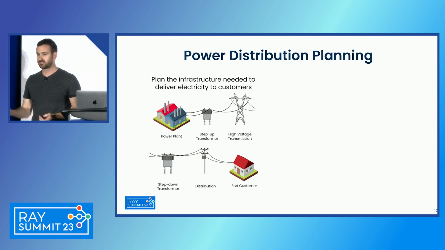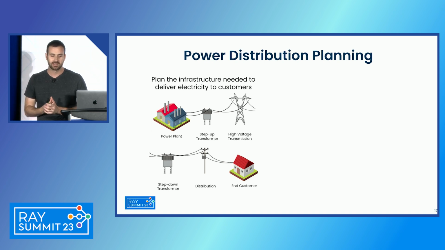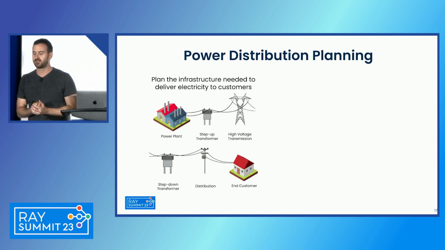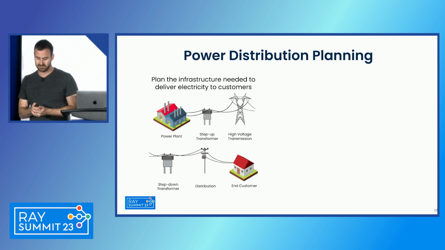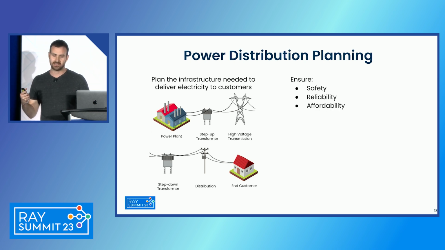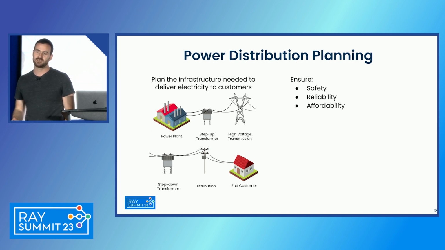Then as it gets closer to end customers, it'll go to an electrical substation where it gets stepped down via substation transformers. These will step the power down to a distribution voltage where it can flow across smaller distribution lines. And finally, once it's very close to the end customer, it'll go through another transformer where it's stepped down to the voltage the end customer needs. All of these pieces of equipment need to be carefully planned to ensure safety, reliability, and affordability.